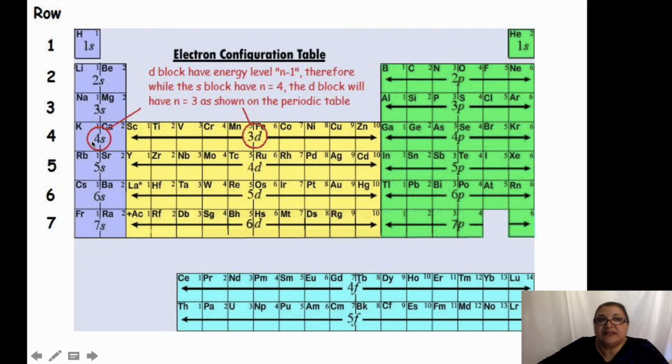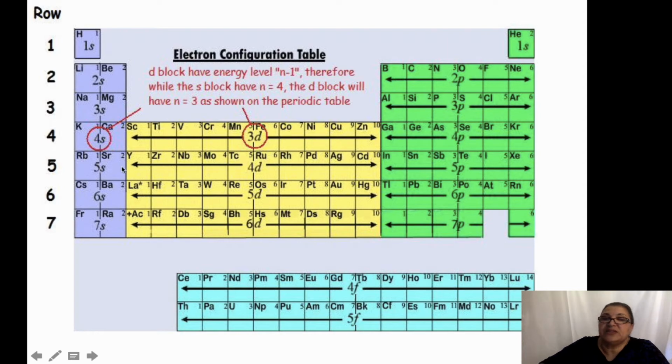So if n is 4, then for D it's n minus 1. So if it's 4, then D will be 3, the third energy level. Now F is always n minus 2. It usually shows up around here. When S is the 6S level, then F would be 4. When 7S, then F would be 5.